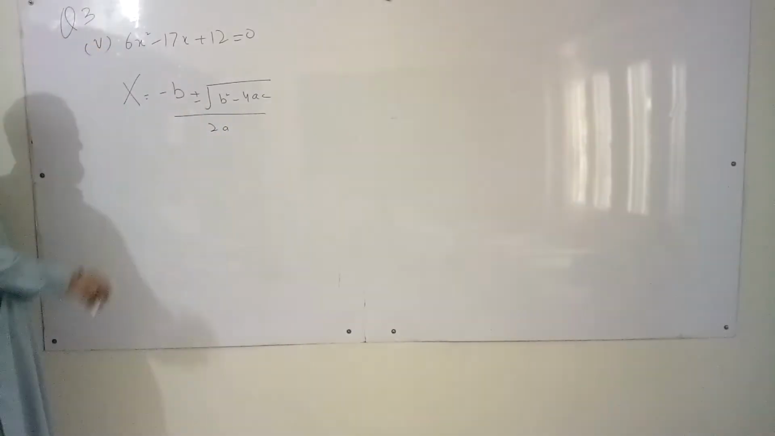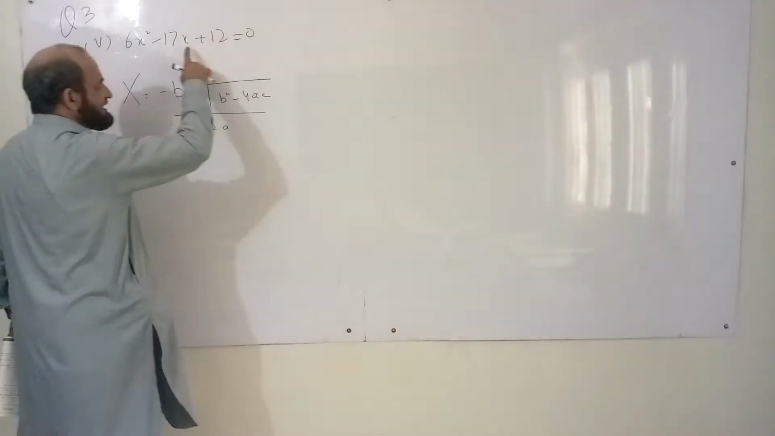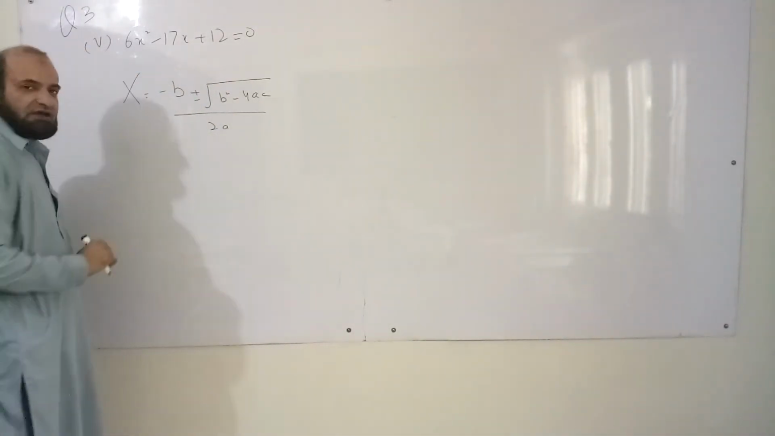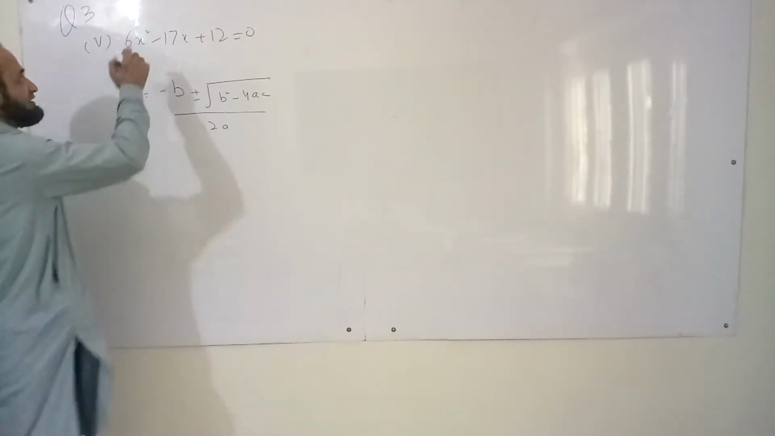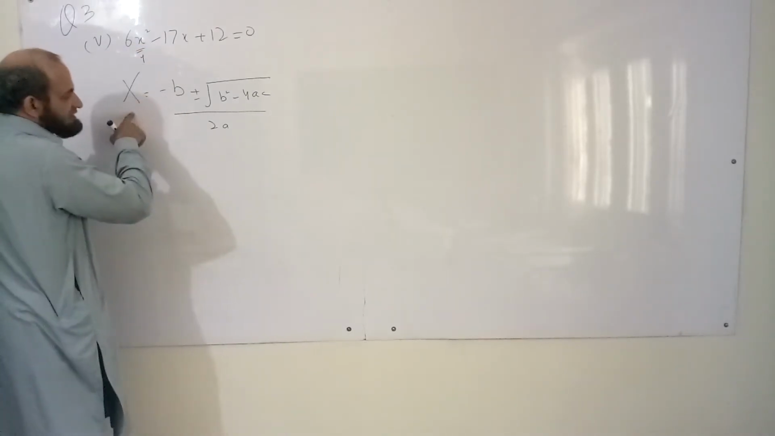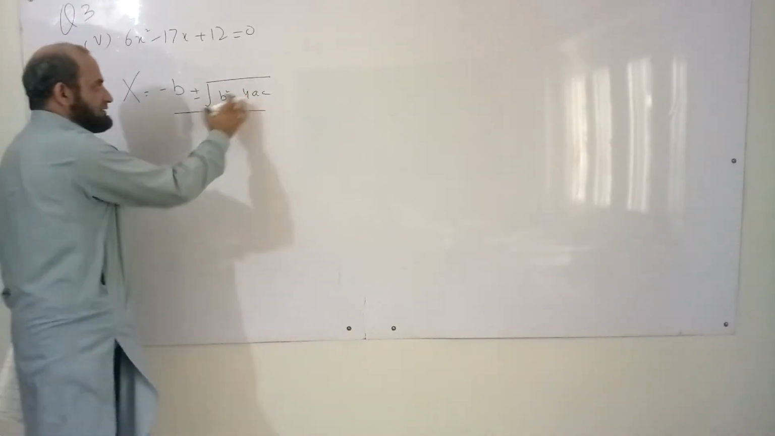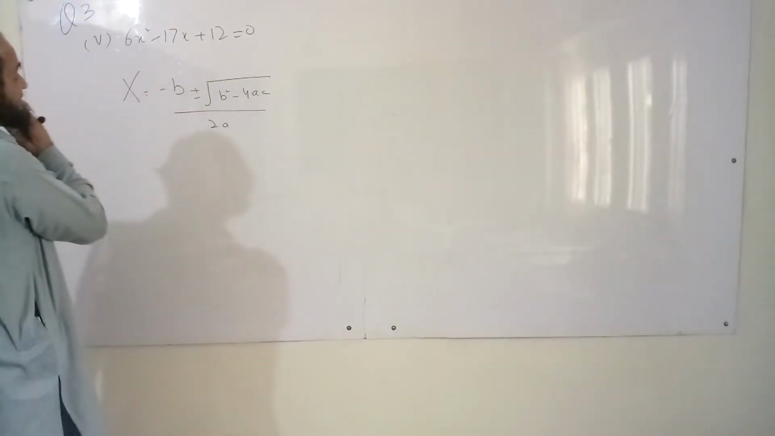I have written x. Why? The reason is that in this equation the variable x is given, therefore I have written x. If instead of x there is y, then we can write y. If z, then z. The formula is the same as it is. Now we can find the values of a, b and c from this equation.